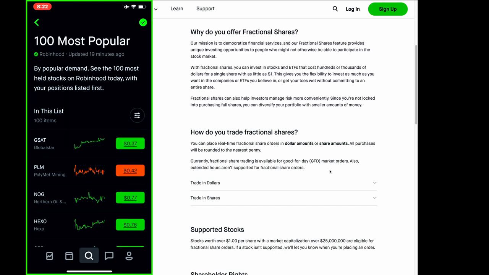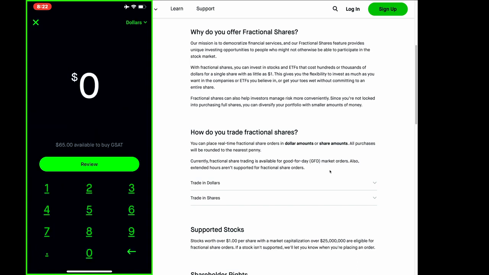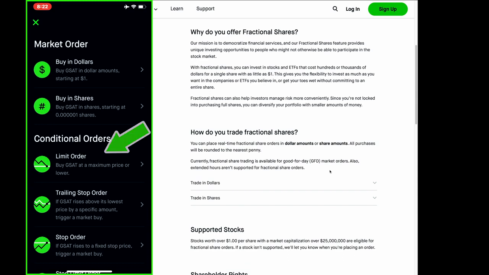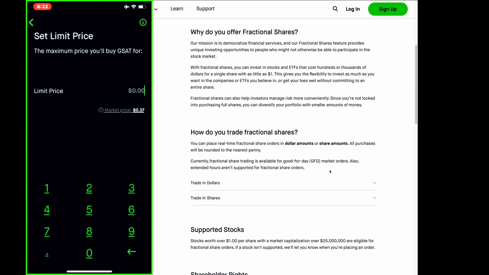GSAT. And let's go into that. So let's go ahead and buy. Let's go into conditional orders. Let's do a limit order, and I say, hey, I want to buy this at 30 cents. That's the price I'm willing to buy it at. And a limit order, like we discussed before, means that that is the price or better. So I want to buy it at 30 cents or less. And if it hits that price, it will fill me as long as there are enough shares traded at that price or better to fill my order.